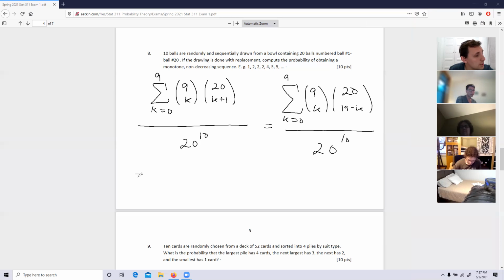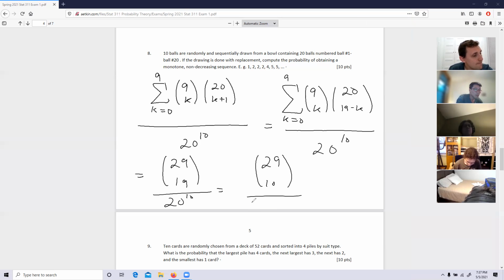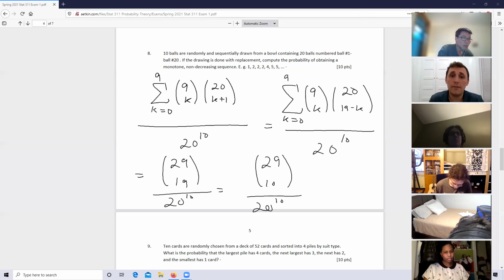So then you can see that this is again the same thing as 29 choose 19 divided by 20 to the power of 10, and you can also write it as 29 choose 10 over 20 to the 10. So that's another way, and because I was able to show that they're equal, that's evidence that both my procedures are correct. Do you see that? You understand the idea, guys?